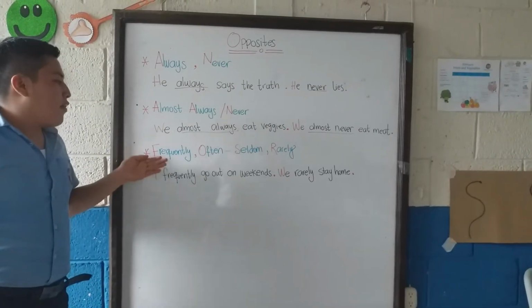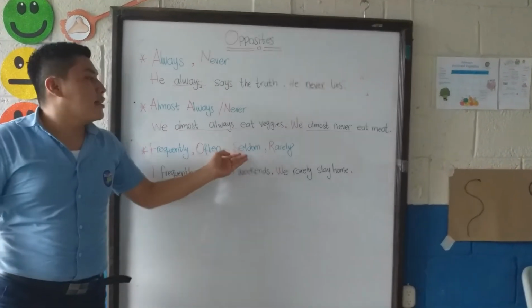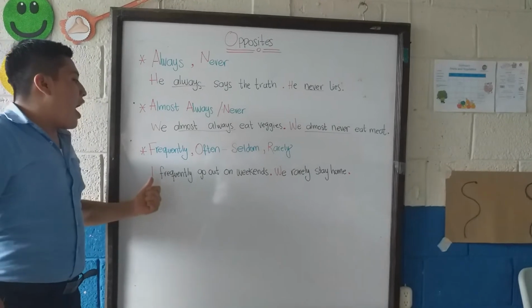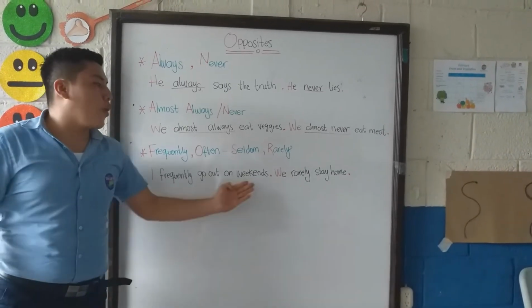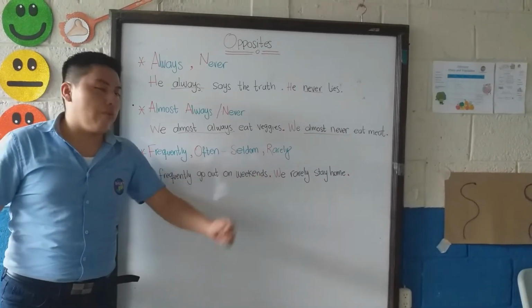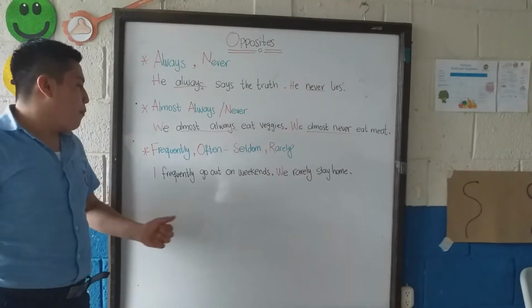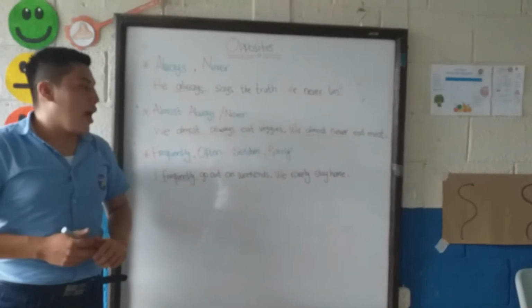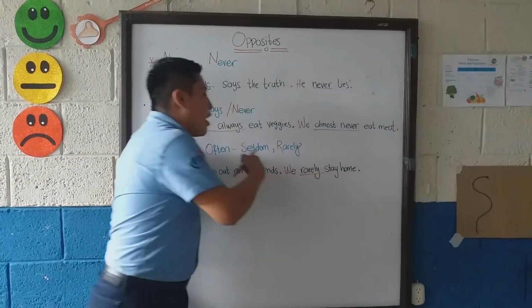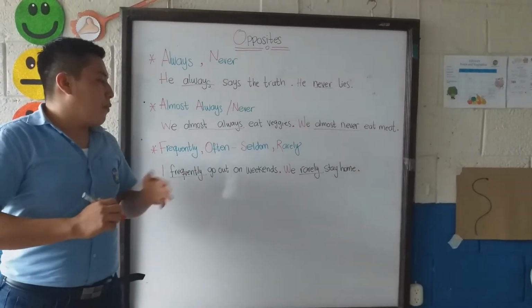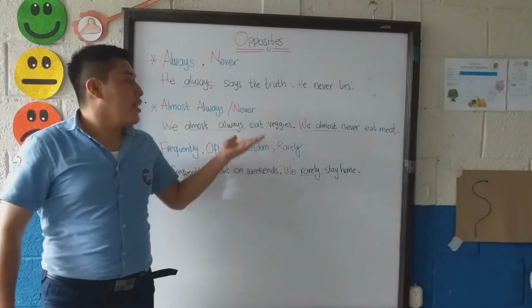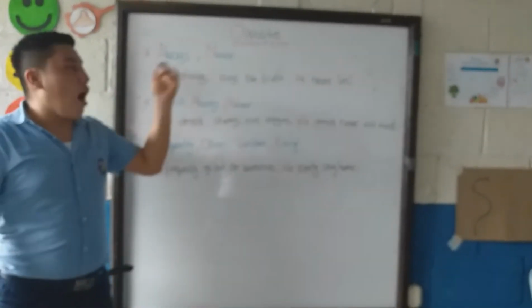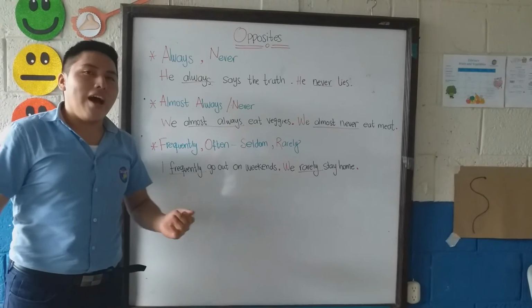The last one, frequently or often and seldom and rarely. I frequently go out on weekends. We rarely stay home. Here I'm using frequently, but I can use often. And here I'm using rarely, but I can use seldom. With this, we are contrasting or making opposites with frequency adverbs.